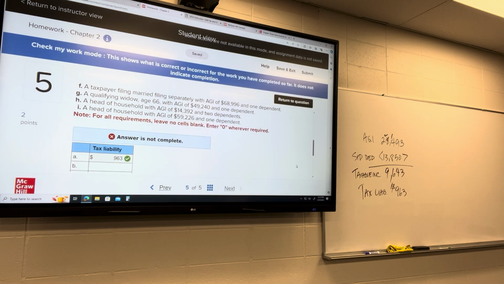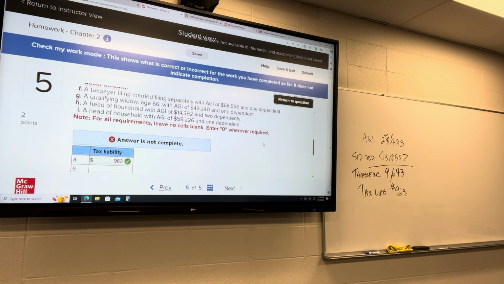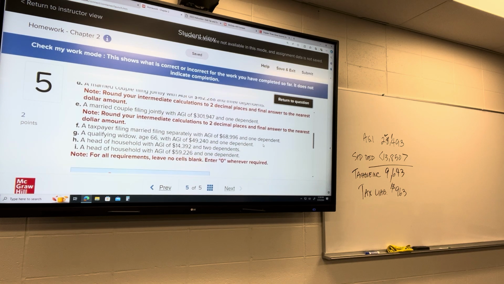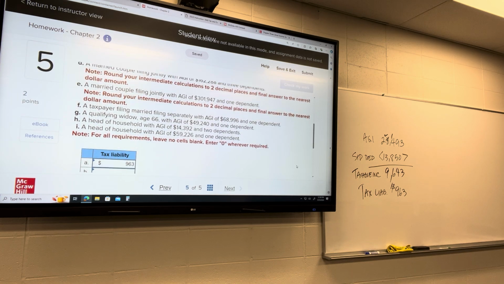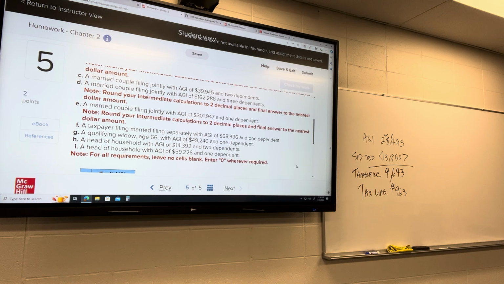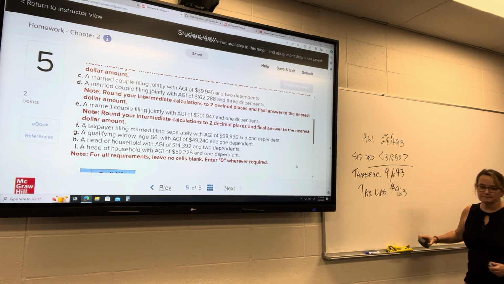Wait, wouldn't the tax liability be that? What is it asking for? The tax liability. I thought you got that when you took your taxable income times your tax rate equals tax liability. That's if you're using the schedule, and you only have to use the schedule if your taxable income is over $100,000. Let's do one where it does that.